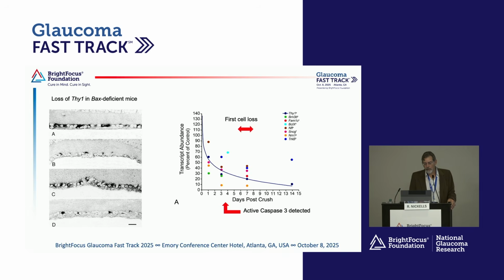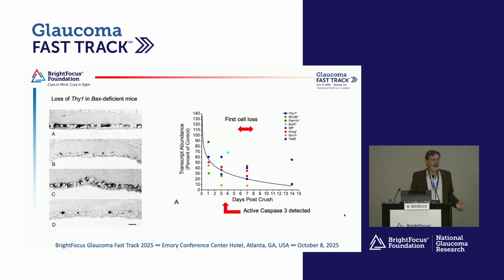So this graph just shows a summary of data from the literature looking at a variety of different markers for retinal ganglion cells. It exhibits an exponential decay in mRNA, and in some cases proteins are shown here. The first cell loss that we typically see in the optic nerve crush model occurs somewhere around 6 to 7 days. And then I've got another marker in here called activated caspase 3, which I'm going to try and convince you is a really good marker to use.